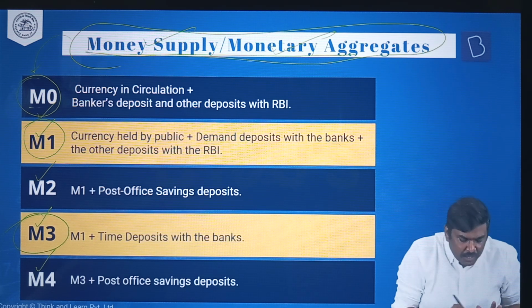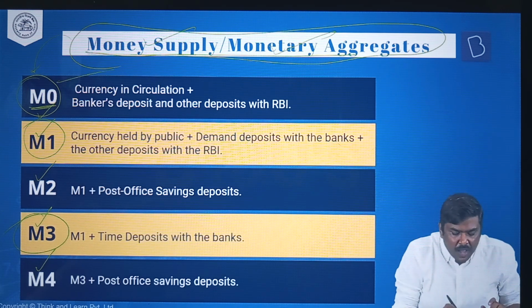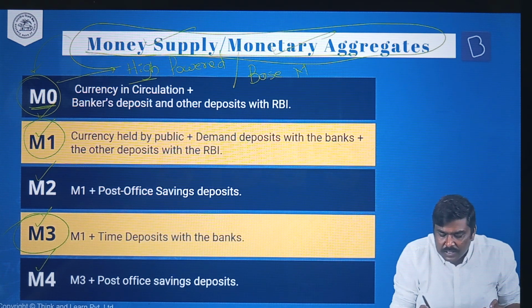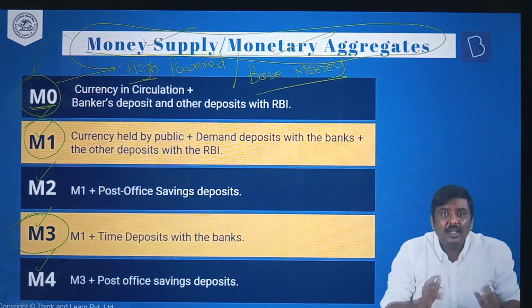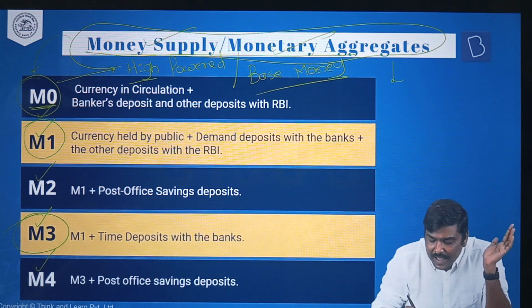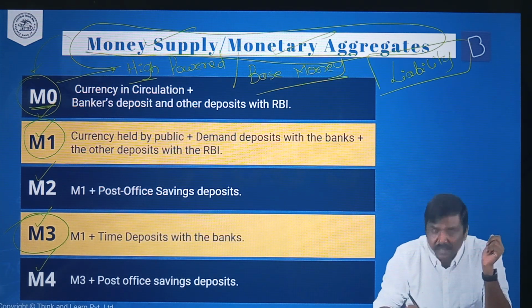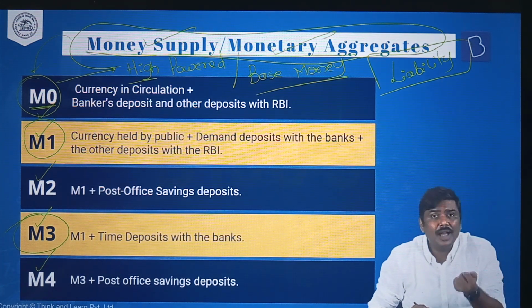But let's start here. M0 is basically referred to as high powered money, or else it is also referred to as base money. And what is M0 representing? M0 represents the liability of RBI. Is it okay? M0 represents the liability of RBI.